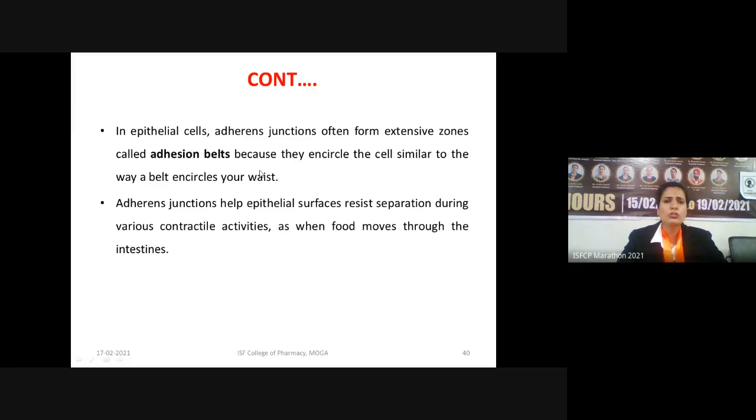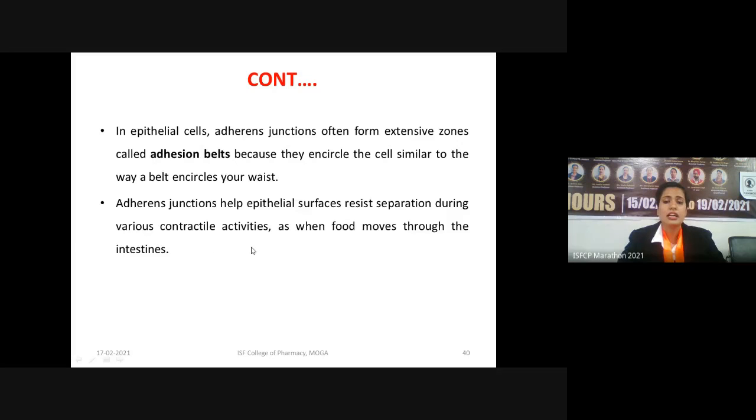So, in case of the epithelial cells, these adherent junctions form extensive zones called adhesion belts because they encircle the whole cell in a similar fashion. Like we tie a belt around our waist, similarly, in case of the cells, adhesion belts are present which completely encircle a cell. So these adherent junctions help the epithelial surfaces to resist separation during various contractile activities.